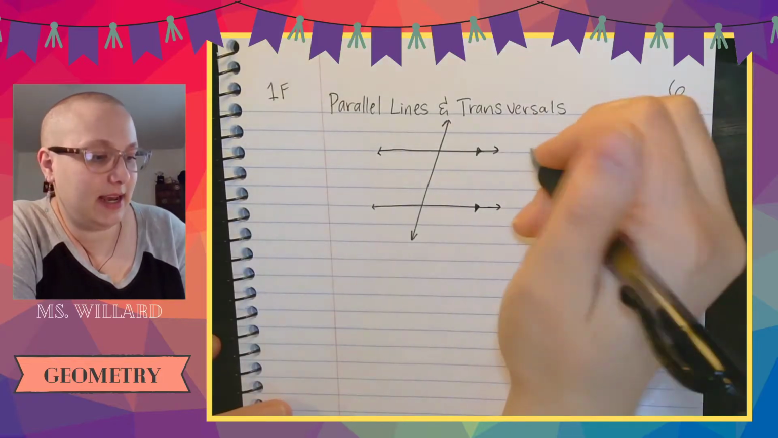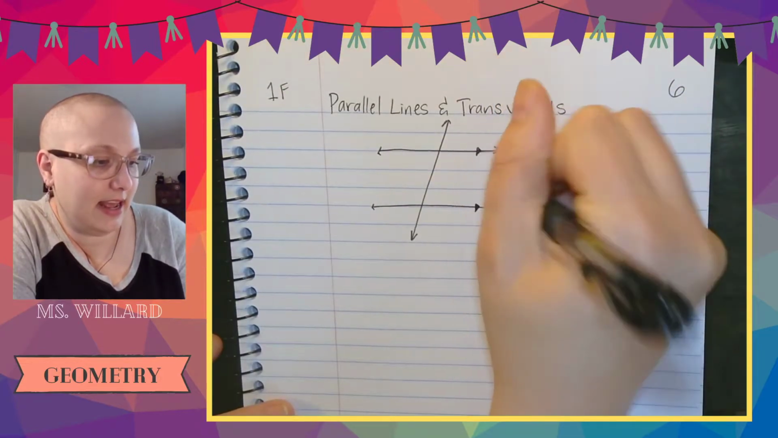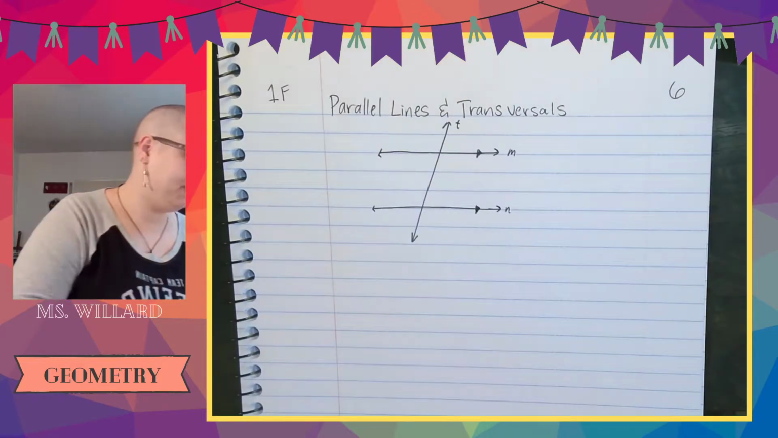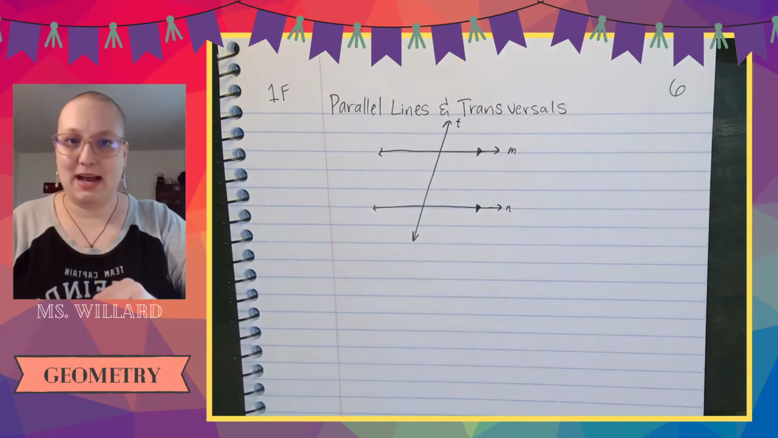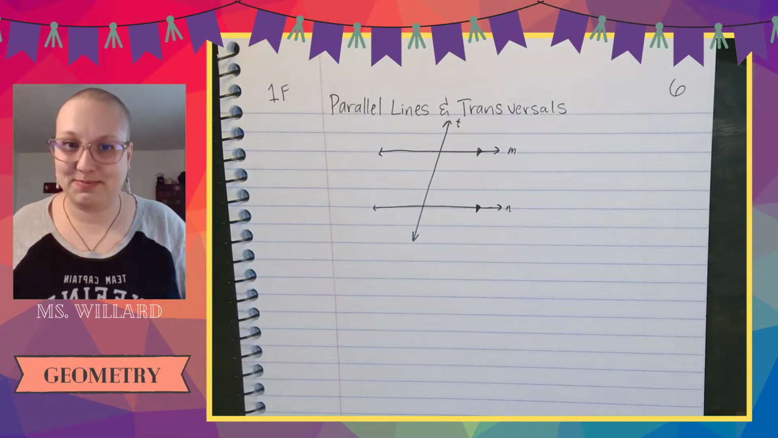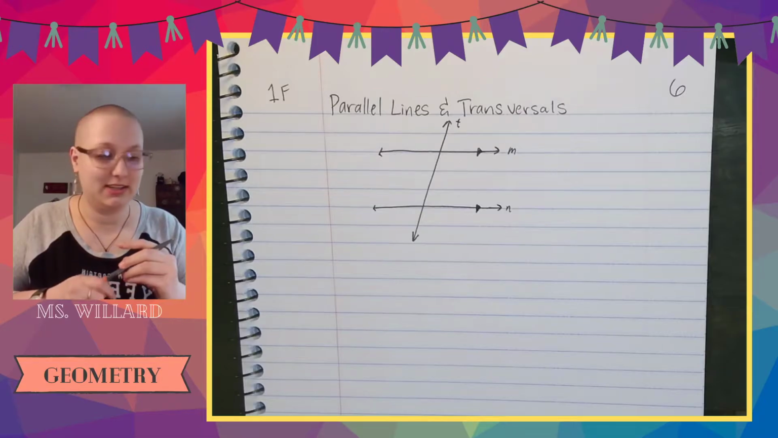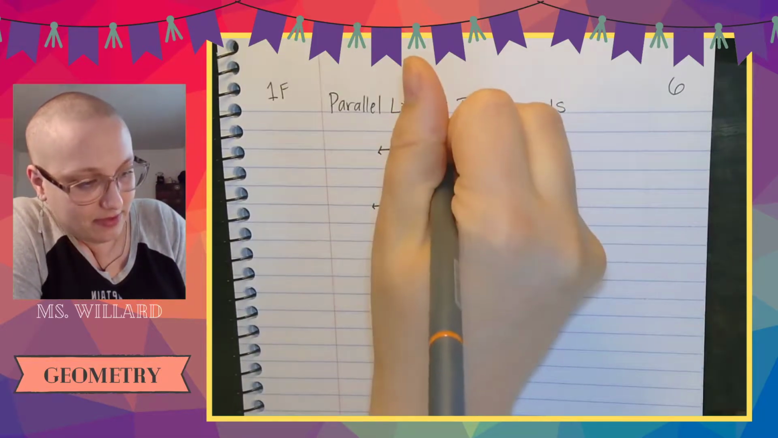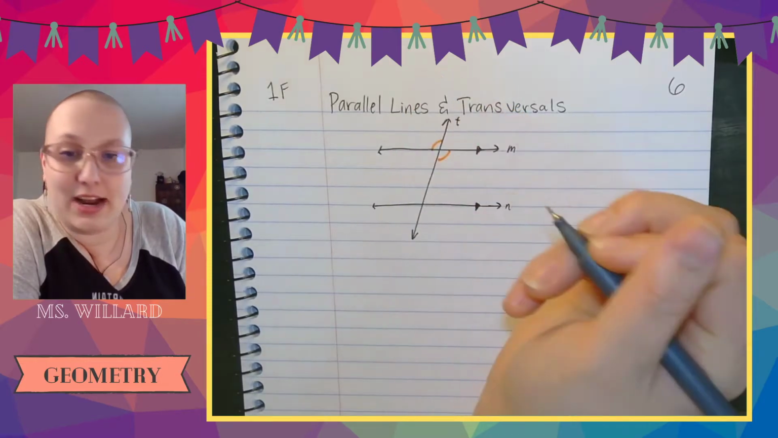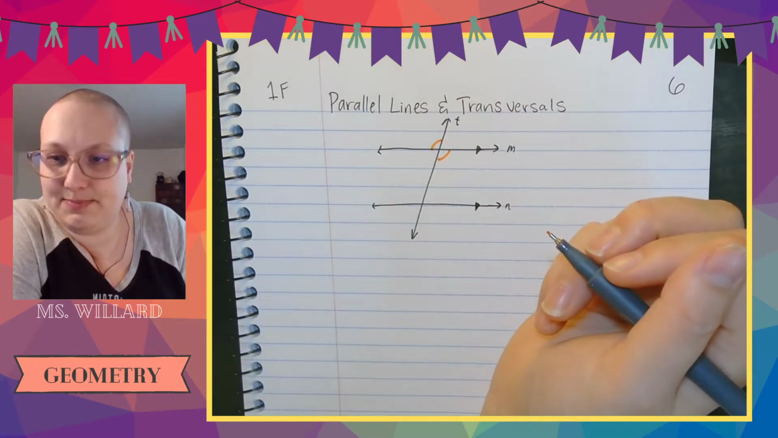So right now we have, let's call it line m, line n, and line t. Remember that I use lowercase letters for the lines. And I'm going to show you, without numbers, what is the same as each other. So I'm going to start at this corner. This angle right here is exactly the same as this angle right here. And I know that because they're vertical angles.